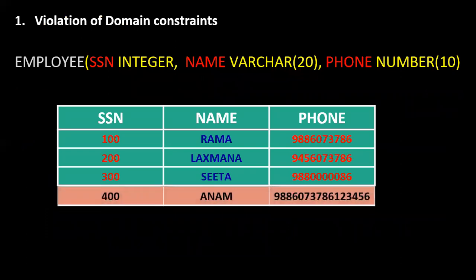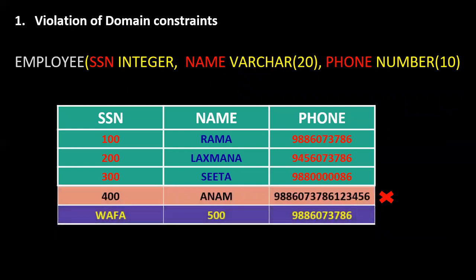Now we need to check whether the domain is violated or not. For SSN I have entered 400. It is an integer, okay, done. For name, the maximum number of characters is 20, and here I have entered 10. Then for phone number, the maximum number of digits is 10, but here I have entered more than 10 digits. So here the domain constraint is violated, and we should avoid entering this.